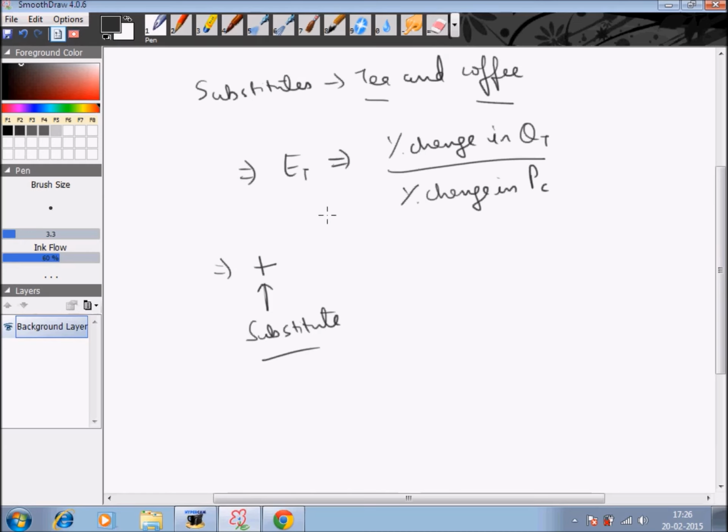Similarly, if the cross elasticity of demand of a particular commodity is negative, that particular good is complementary. Complement means if the price of a particular commodity increases, the demand of the complement product decreases. So there's a negative relationship as compared to the price and quantity demanded in case of complement goods, whereas there's a positive relationship. So cross elasticity basically can help us to determine whether the relationship between two goods is substitute goods or complement goods.